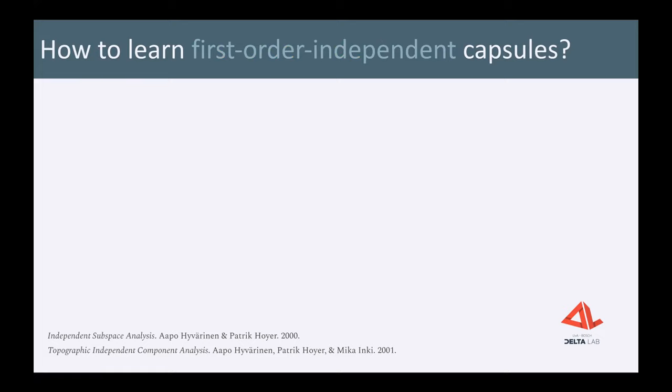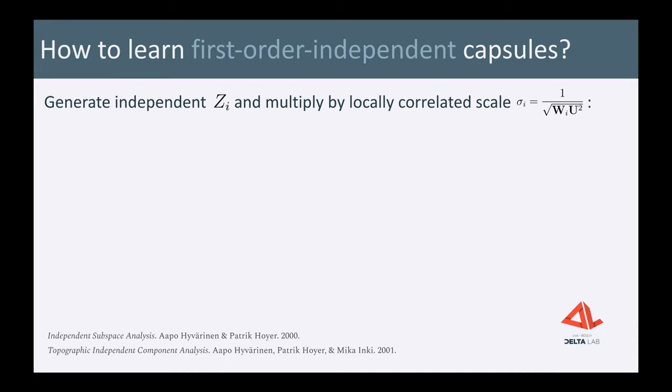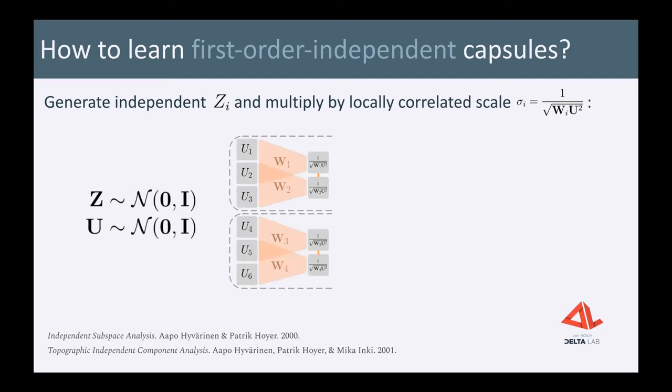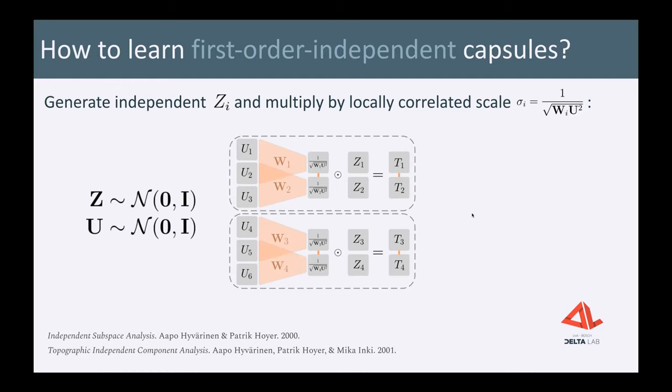This part I'll rush through because Max already talked about it. But we can basically take ideas from independent subspace analysis, topographic ICA. The idea is that you have some lower level independent variables, and then you multiply them by locally correlated scales. So we sample a U, we combine them locally to generate the scales, we sample a Z, we multiply the local scales by the Z, and that generates these sets of correlated T variables, which we can call capsules, because you can see T1 and T2 here are entirely independent from T3 and T4, but T1 and T2 have a correlated scale, despite having their first order independence.